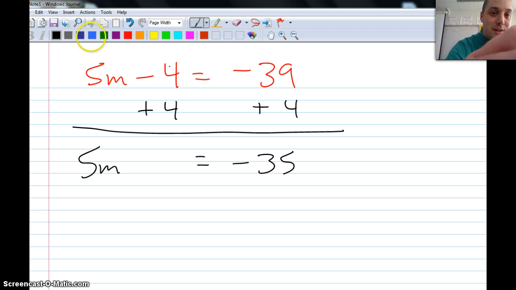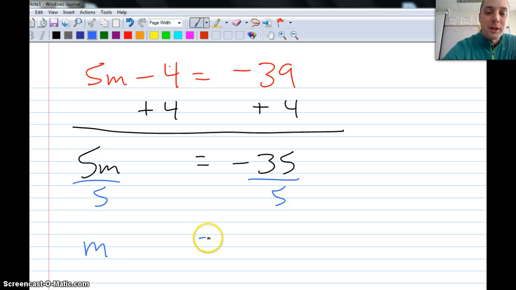Second step you should have done is get rid of the 5 by dividing by 5. 5m divided by 5 is 1m. Equals comes straight down. Negative 35 divided by positive 5 is negative 7. So m equals negative 7. And we're done.